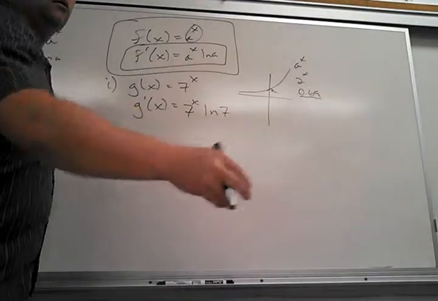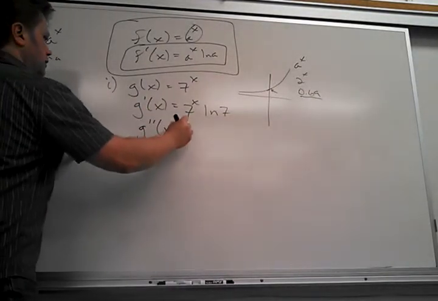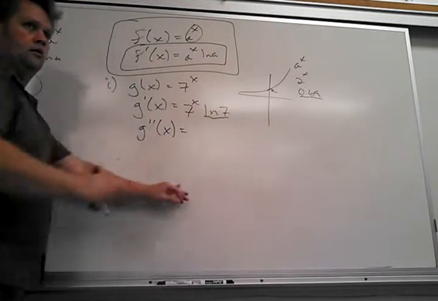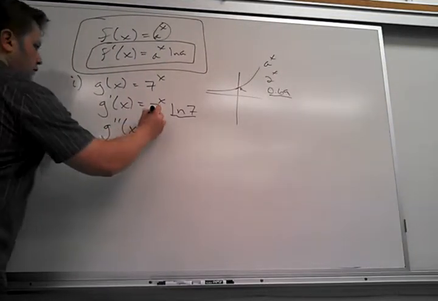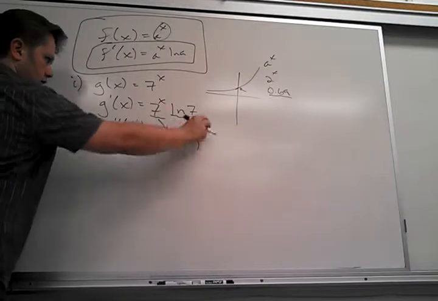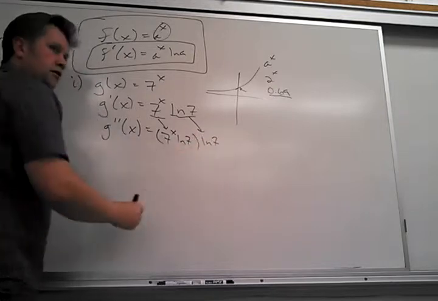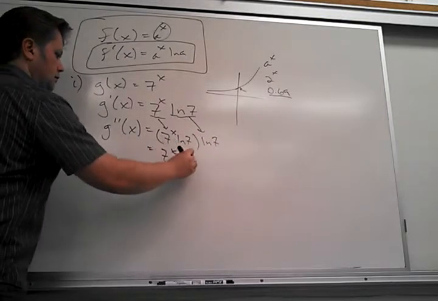Yes, sir? Can you do the second derivative of 7 to the x? Sure. The really nice thing with the second derivative is that this is a constant. I know the derivative of this would be 7 to the x, and then you have the natural log of 7 just sitting out there. So you end up with 7 to the x, natural log of 7.